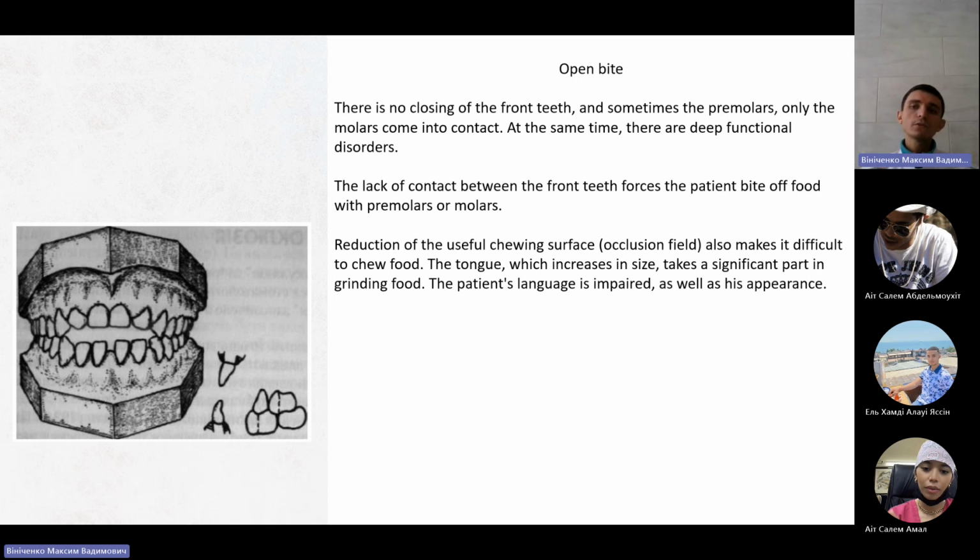If we make an orthodontic treatment without changing the size of the tongue, if the patient has a macroglossia, we will have a relapse in the retention period, because the force of the tongue is very big, and the patient will have a relapse. And we could not say that this orthodontic treatment was great.